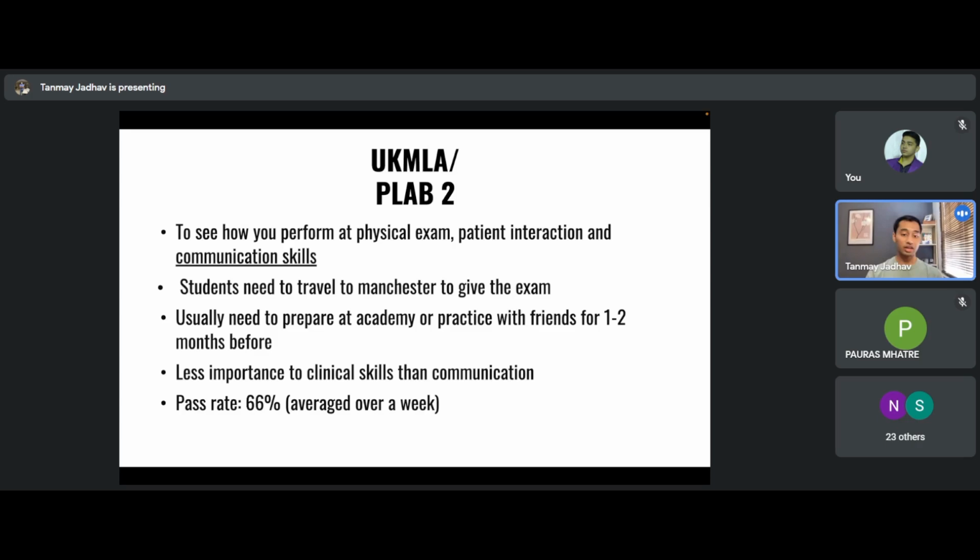It's averaged over a week. If you're not good at communication skills, that is something that needs more prep time to keep in mind. But otherwise, clinically, it's basic.